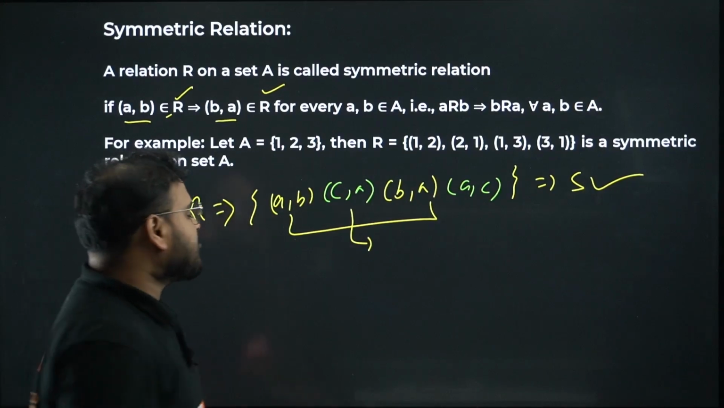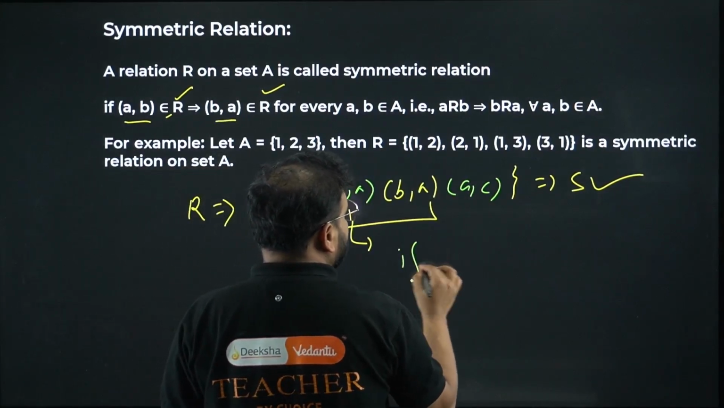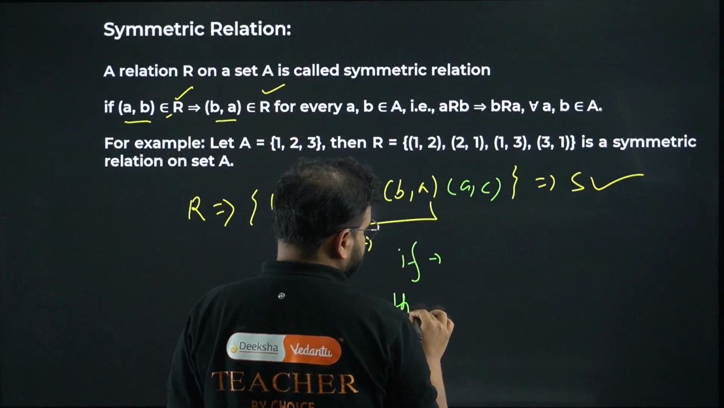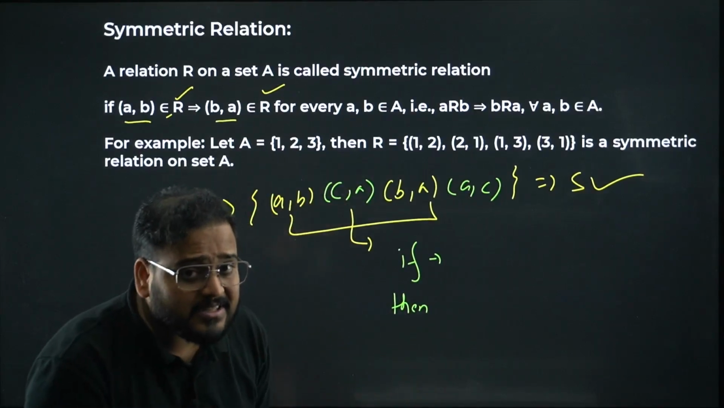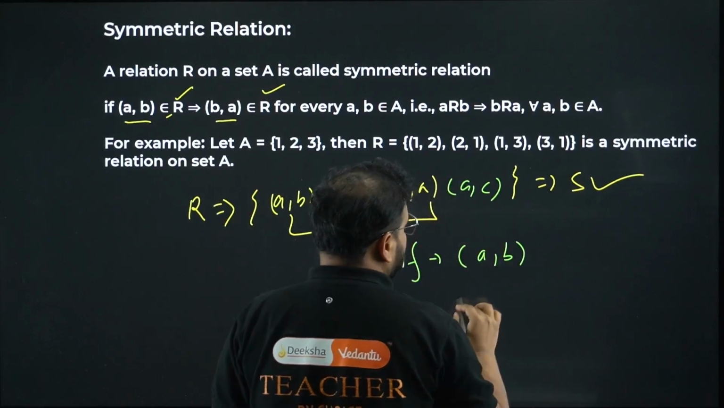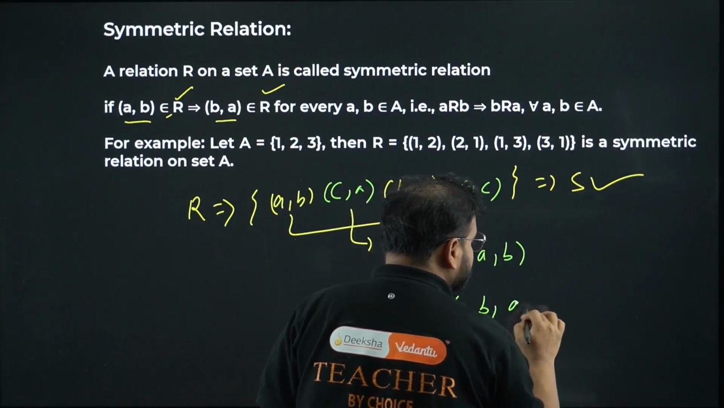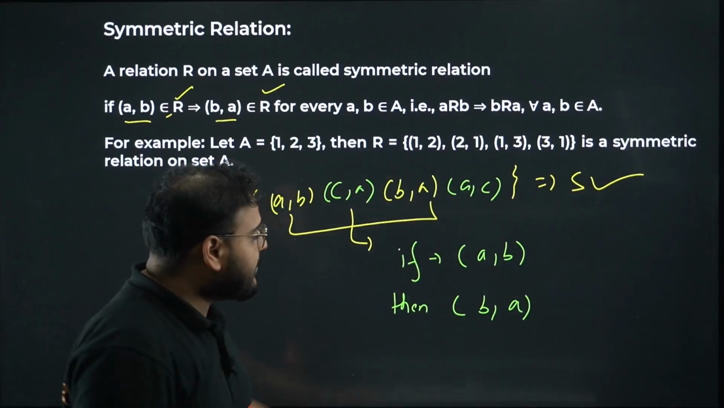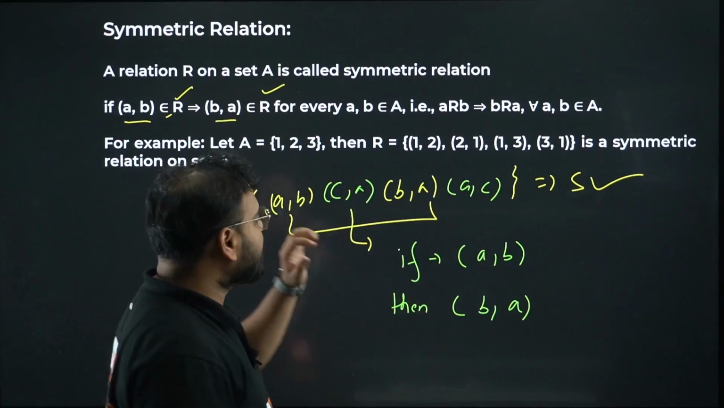So the symmetric relation is actually a conditional relation where you have an if statement and a then statement. You don't have to worry about all the elements in the set, but yes, if AB is there, then BA must be there. If AB is there, then BA must be there. Then only you can call the relation a symmetric relation.